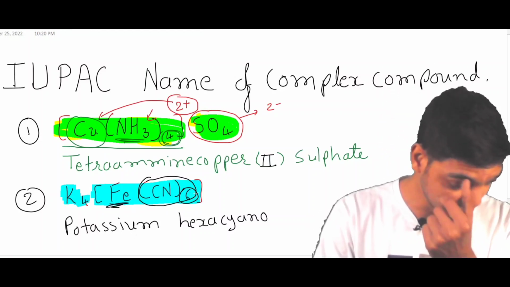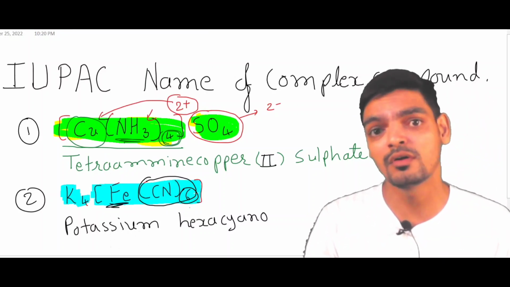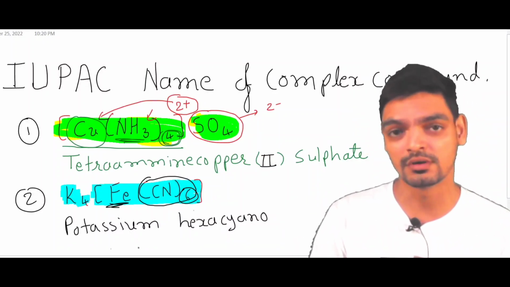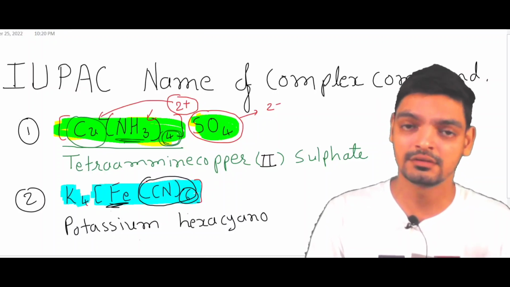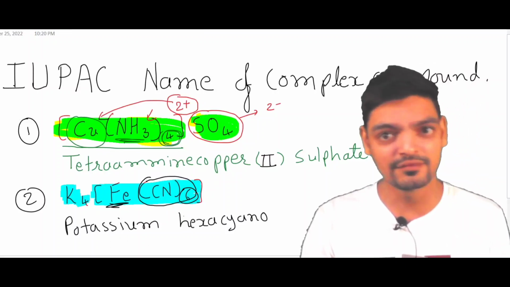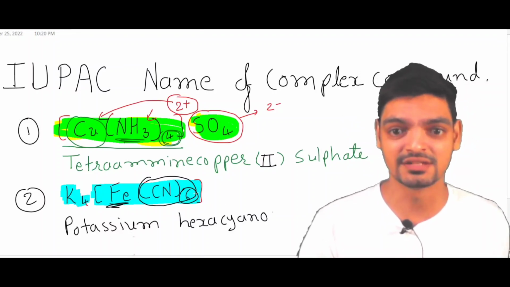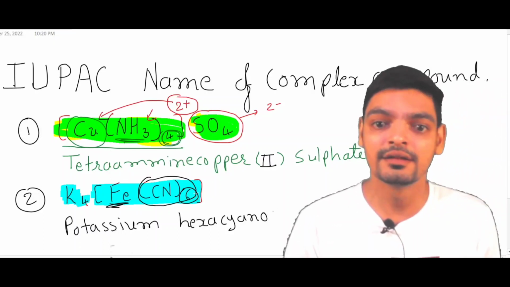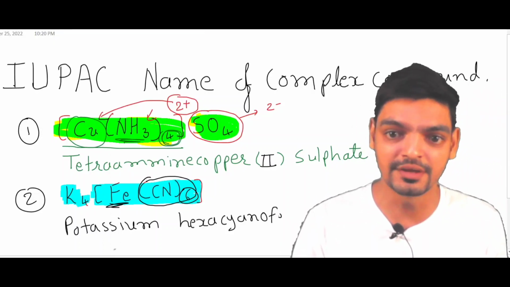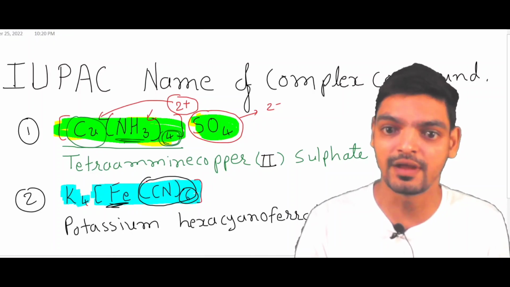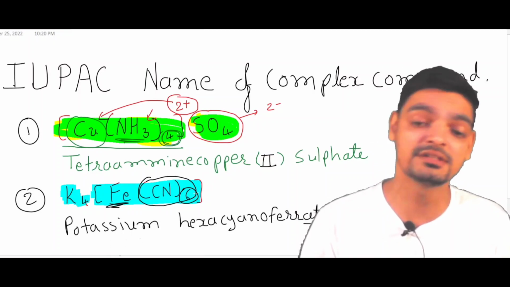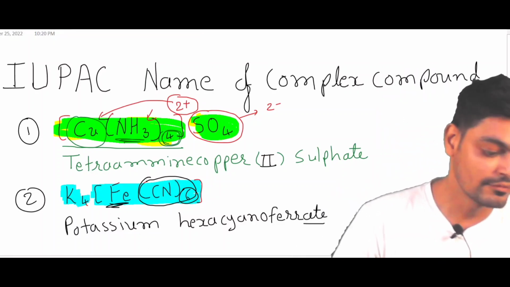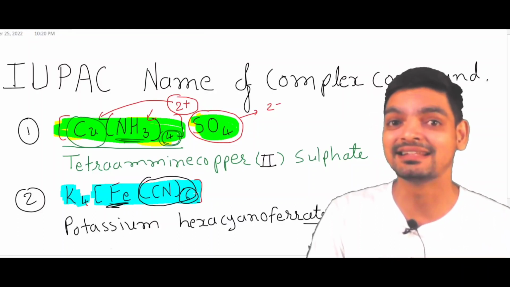But here the most important thing is that the name of the metal we have to finish with ATE. This is a rule. When we write the metal name, and if the complex ion is negatively charged, we have to finish the metal name with ATE. So here Fe will be named ferrate. Here you can see that I have finished the name with ATE. For example, if another metal is there, for example if it is zinc, then we will write zincate.